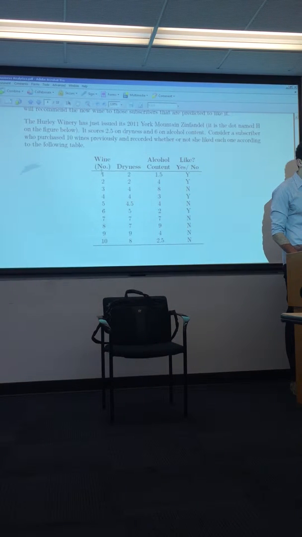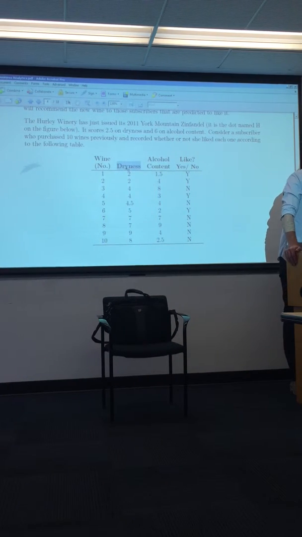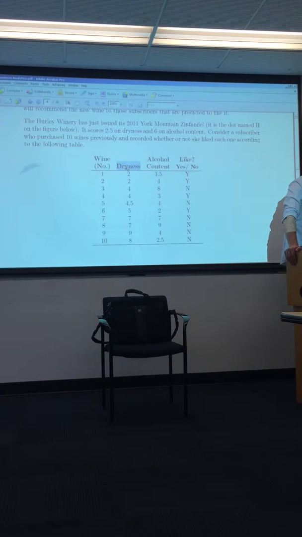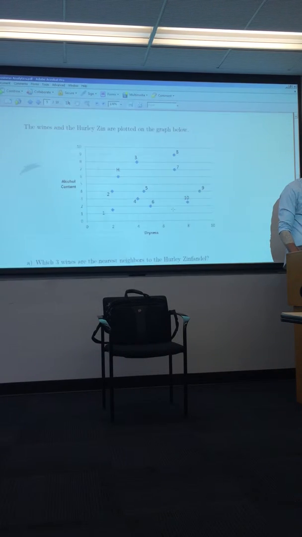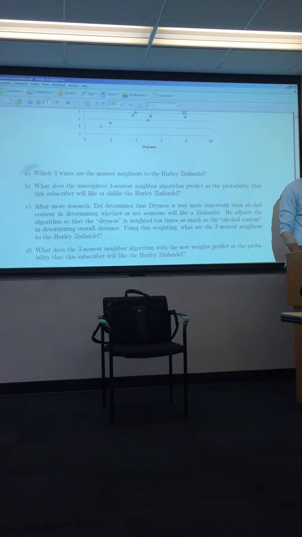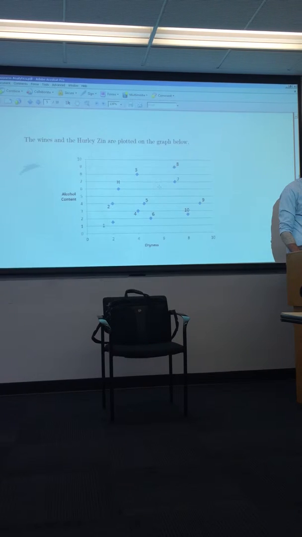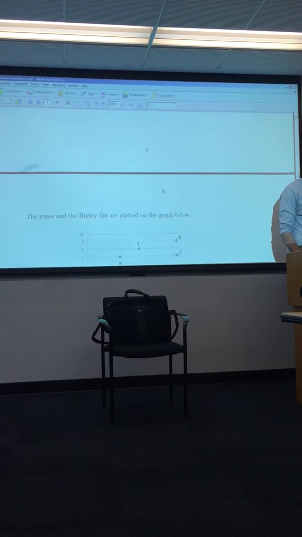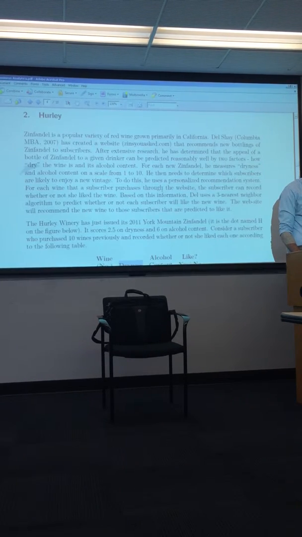Okay, so we have information about different wines, and we have the dryness of each wine, the alcohol content of each wine, and whether a specific person likes it or not. And then we have another wine called Harley-Zinfandel, and we have also this data, right? So this is data. Where is it?